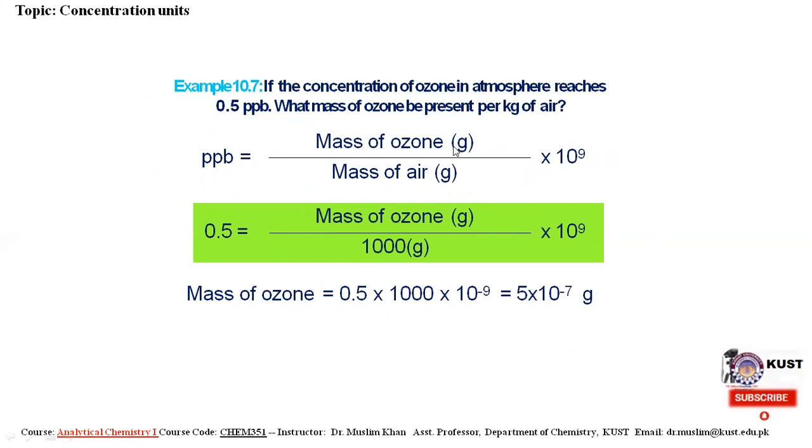Mass of ozone is given, mass of air is given, so we can calculate the ppb. Mass of ozone required: mass of air is given per thousand and 10 raised to the power 9. So 0.5 multiplied by 1000 multiplied by 10 raised to the power minus 9 is equal to 5 into 10 raised to the power minus 7 gram of ozone will be present per kg of air. So this is how you are calculating ppb.